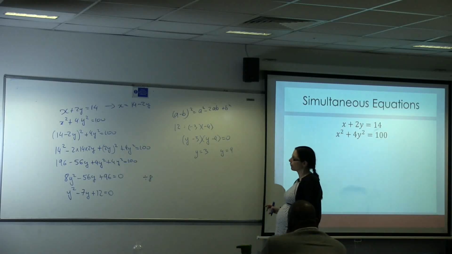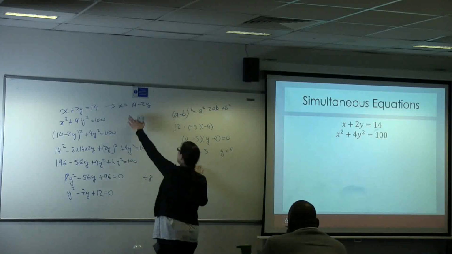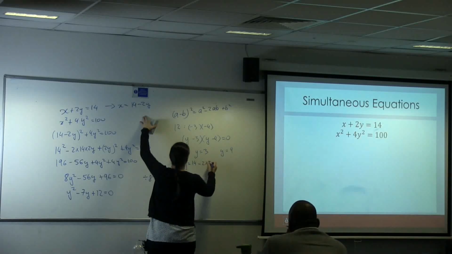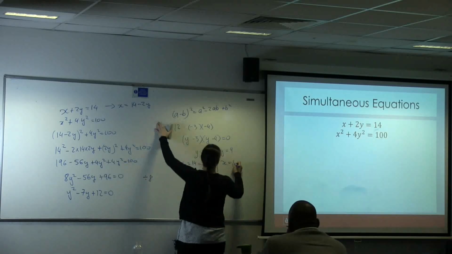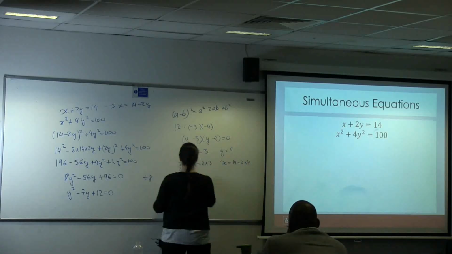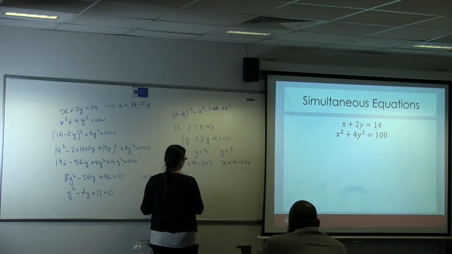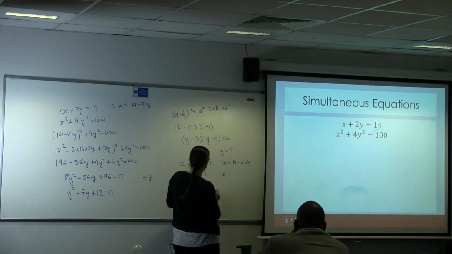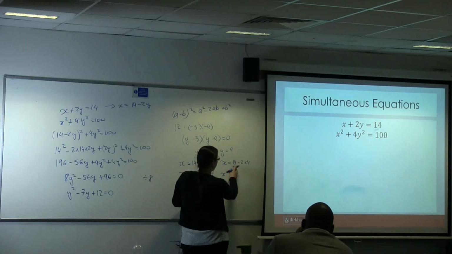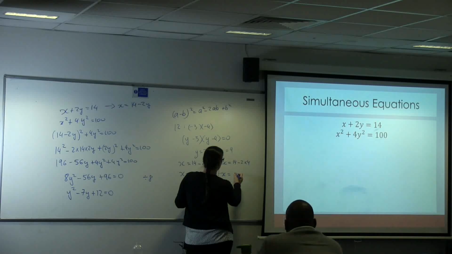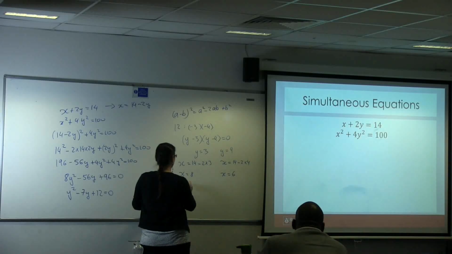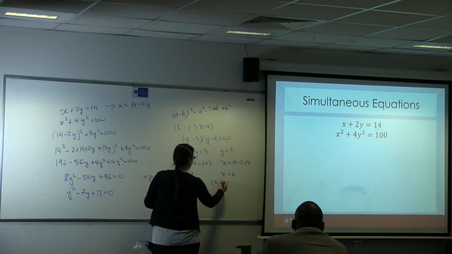Now I've got the y, so I need to come back to the original here to find x. So x will be 14 minus 2 times 3, or x will be 14 minus 2 times 4. So x is equal to 14 minus 6, which is 8, or x is equal, no, sorry, 14 minus 8, yeah, that is 6, right. Okay, so the two solutions are 8, 3, or 6, 4.